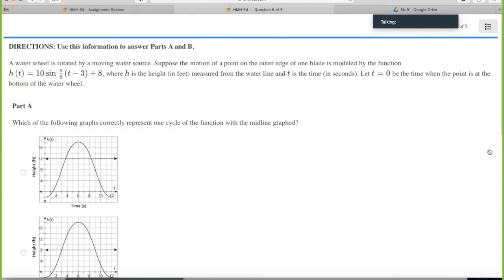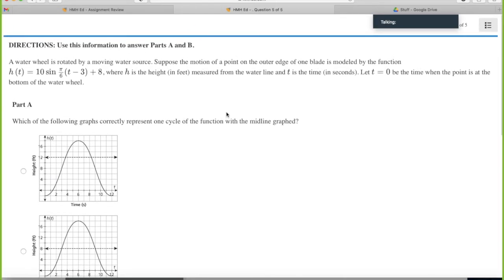Last but not least, here we go. A water wheel is rotated by a moving water source. Suppose the motion of a point on the outer edge of one blade is modeled by the function, where h is height in feet measured from the water line, and t is time in seconds. Let t equal 0 when the time begins, when the point is at the bottom of the water wheel.